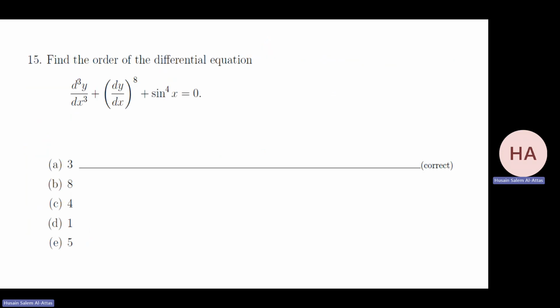Okay. Find the order of the differential equation. This is 3. And this is not 8. This will be 1. So to find the order, we need the highest derivative. The highest derivative is what? 3. So this will be 3.